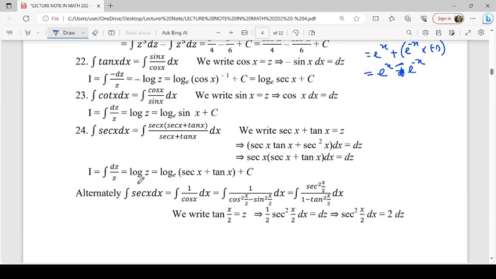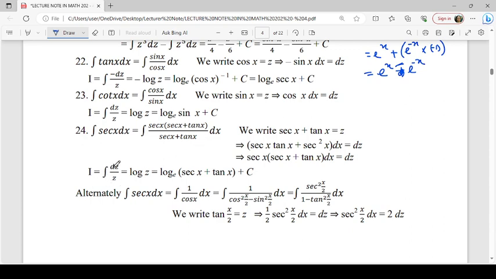This is also the same, sec x. So sec x is written as sec x into sec x plus tan x, and the denominator is sec x plus tan x. Sec x means sec x by 1, and we are multiplying both numerator and denominator by sec x plus tan x. Then sec x plus tan x is z, and d/dx of sec x is sec x tan x, d/dx of tan x is sec square x, and we get dz here. So this is dz by z.